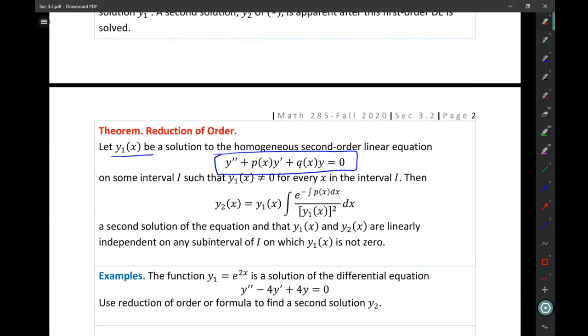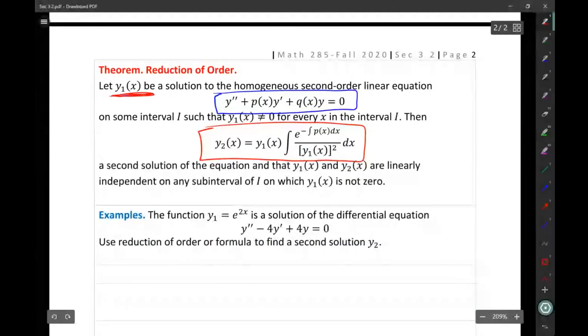Because you know, for a homogeneous equation of second order, I should have two solutions. If I have only one solution, how can I find the second solution? The second solution, y2, is equal to y1 times the integral of e to the power minus the integral of p(x) dx, divided by y1 squared, dx. So this is the procedure for finding the second solution, in case you already know the first solution.